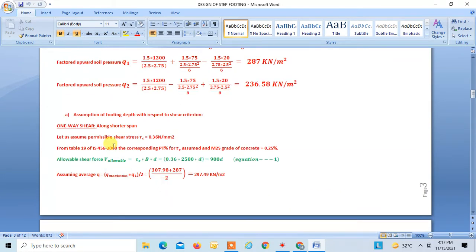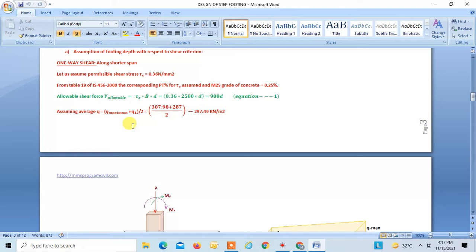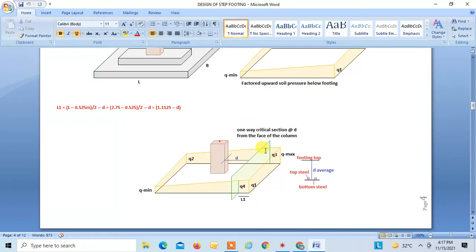So the next step is we have to assume the depth of the footing. As we know, in case of footing, the depth is governed by shear. So we will take first in consideration the one-way shear criteria, and from that criteria we will try to assume one effective depth, and then we will check whether that depth satisfies one-way shear criteria, punching shear criteria, and the flexure criteria, right? So let us start with one-way shear along the shorter span. So we are taking the section along the shorter span.